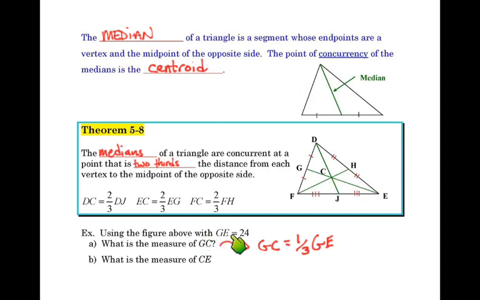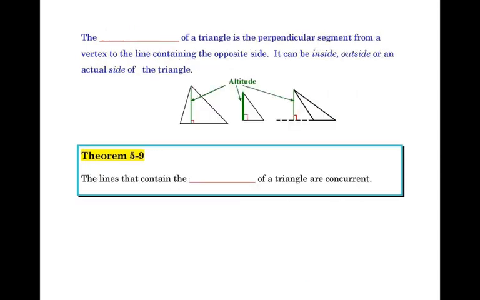Down here I have that GE is 24, so all the way across, GE is 24. I want to find GC. Well, E to C is 2/3, and C to G is 1/3 of the whole thing. So 1/3 of the whole thing is going to be 8, because 1/3 of 24 is 8. If I wanted the whole thing of CE, I would take 2/3 of GE, and that's 16. Again, both of those, 16 and 8, make the whole thing, which is 24.